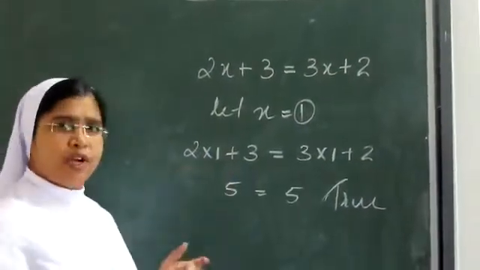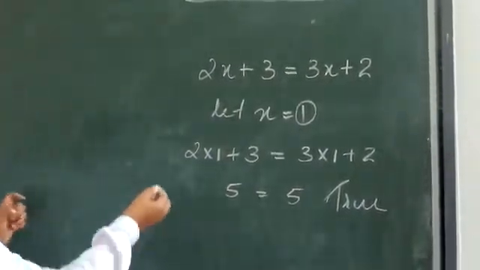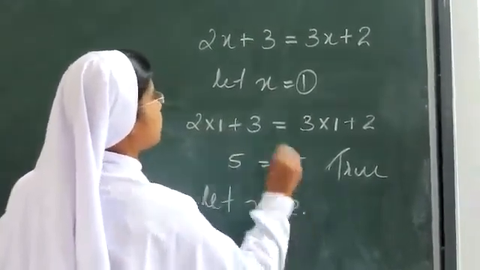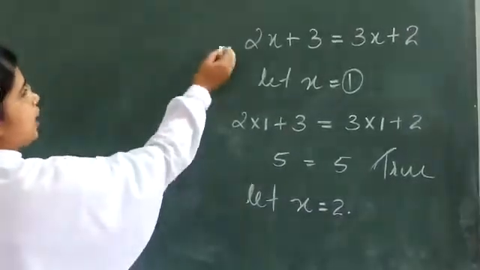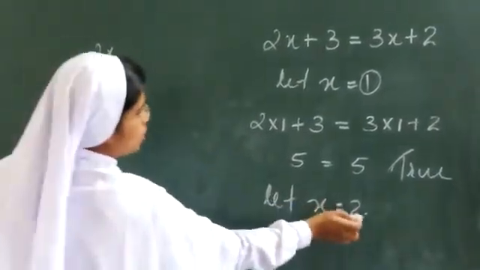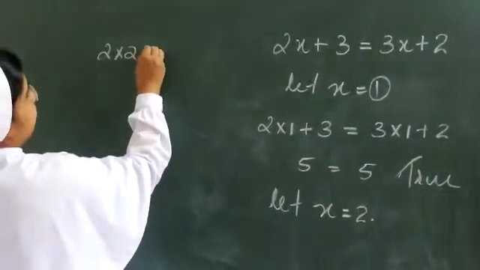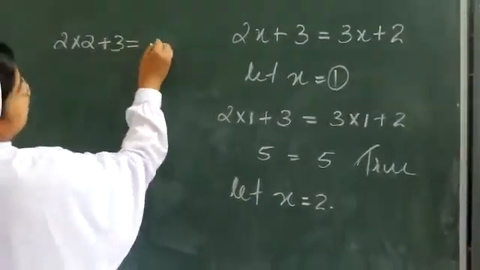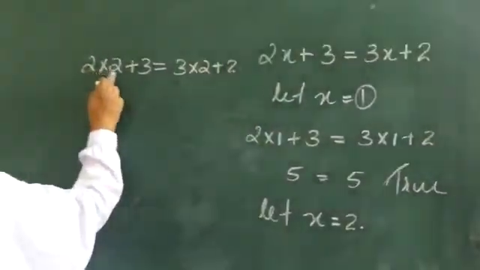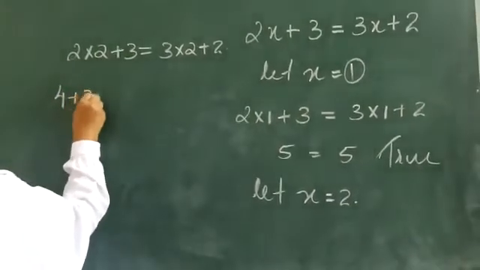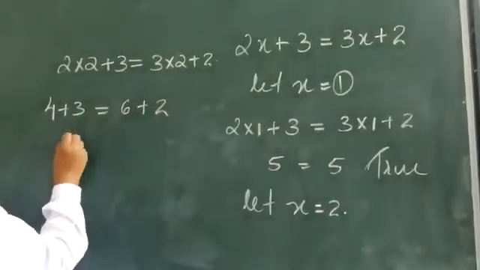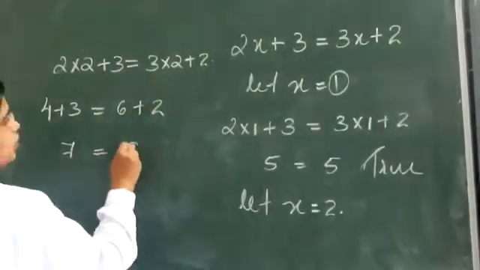Okay. Now shall we put another value for x? I am going to put another value for x. Let x is equal to 2. I am going to substitute here. 2 into, instead of x I am going to put this 2. Okay, 2 into 2 plus 3 is equal to 3 into 2 plus 2. So 2 into 2, 4. 4 plus 3 is equal to 3 into 2, 6. 6 plus 2. So 4 plus 3 is equal to 7 is equal to 8.